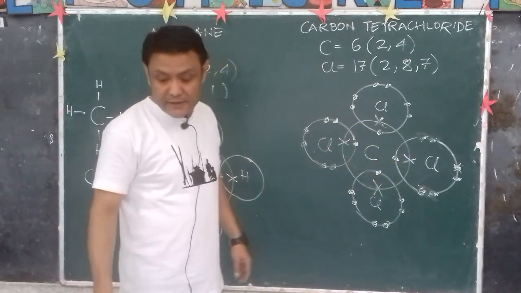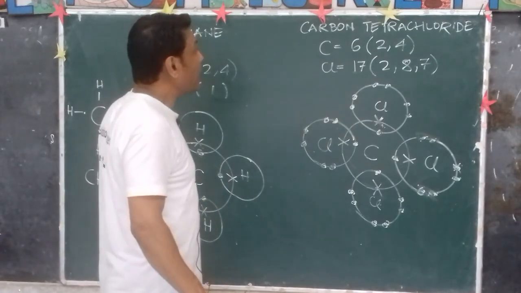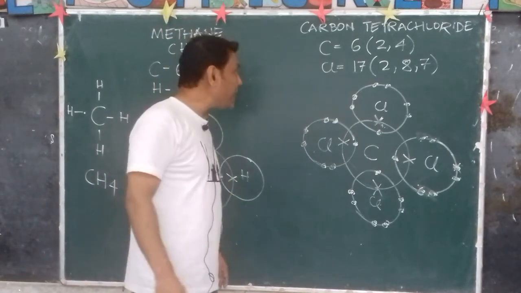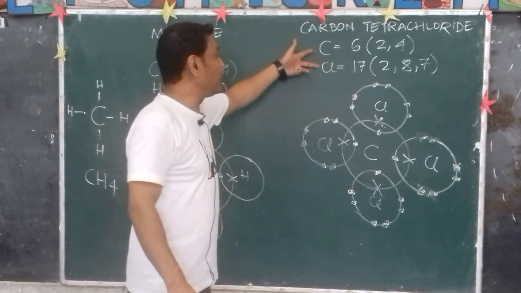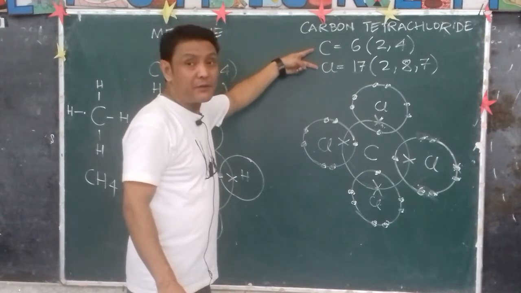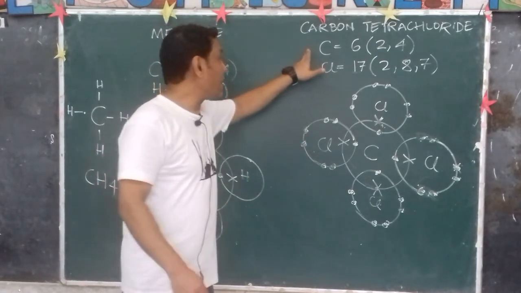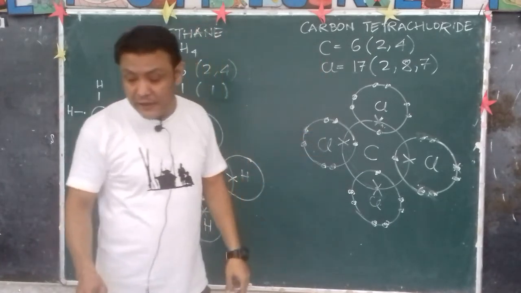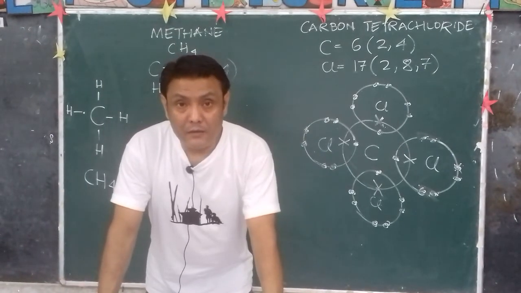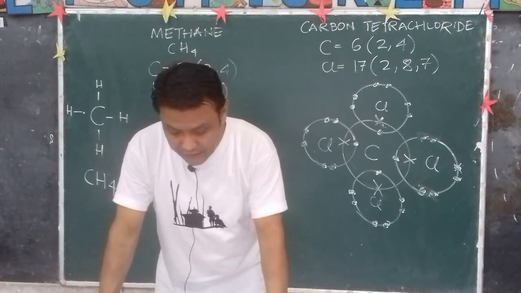So this is how another nonpolar covalent compound, carbon tetrachloride, is formed by the sharing of electrons. Why sharing of electrons? Because both the constituent elements taking part in the formation of carbon tetrachloride, carbon and chlorine, are non-metals. Since both of them are non-metals, a covalent bond is formed.